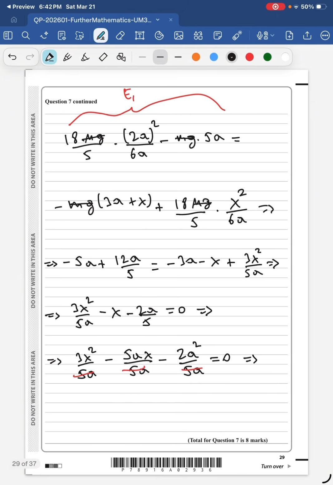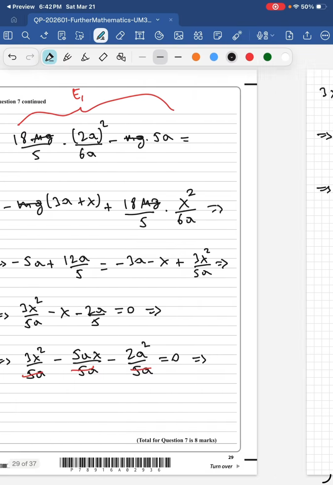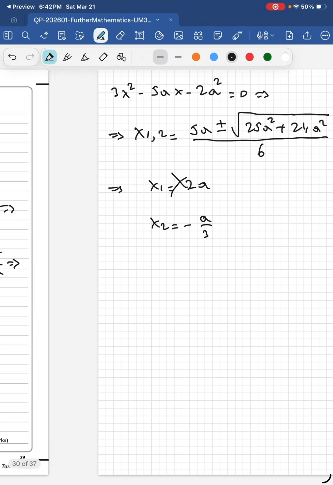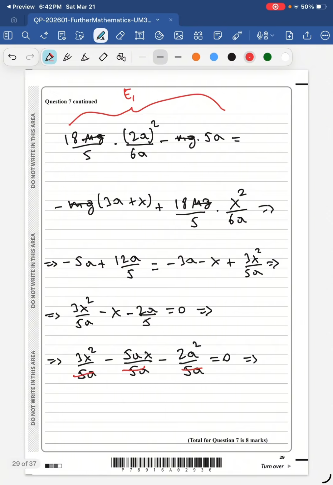Now remember, what is x? We defined it as the extension below the natural length. So if x is 2a, this is the moment where we release the ball. So this solution we don't need. And x2 is minus a third of a, which means that the extension is actually backwards and up here. So that's the first time it comes to a rest. What's that position? 3a plus x. So 3a minus a third of a, right?